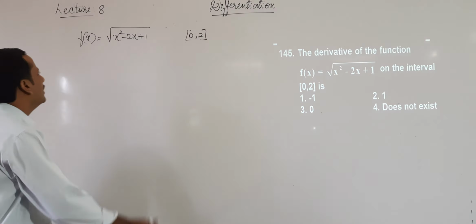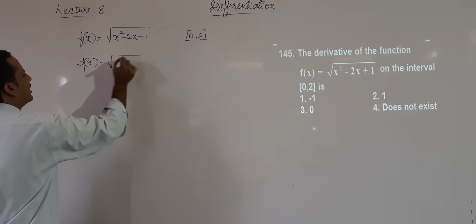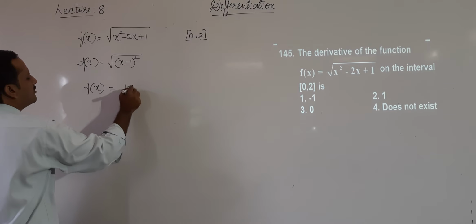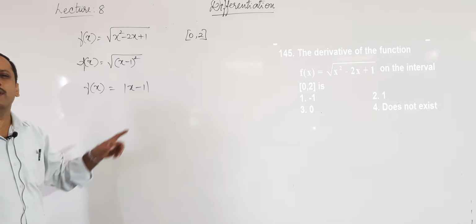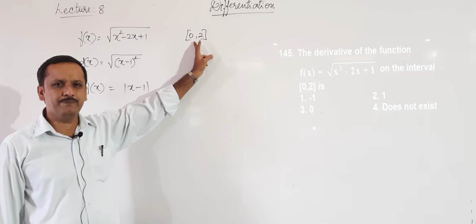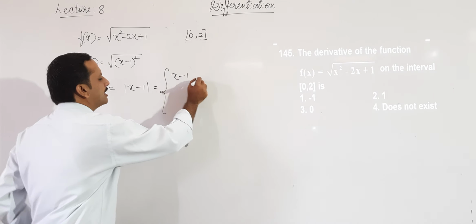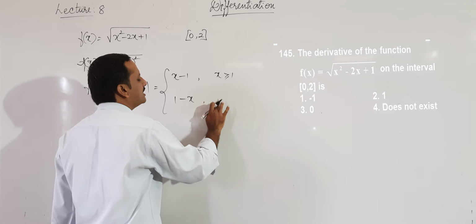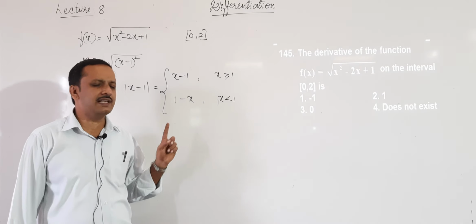Okay, now f of x is equal to root of x square minus 2x plus 1, I will write as x minus 1 whole square. So root of x minus 1 whole square is equal to mod x minus 1. The question is, what is its derivative in this interval? You know where it is not differentiable. Mod x minus 1 is actually defined as x minus 1 when x is greater than or equal to 1, and 1 minus x when x is less than 1. At 1 it is not differentiable, everywhere else it is differentiable.